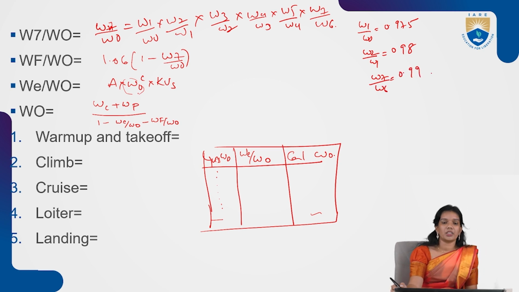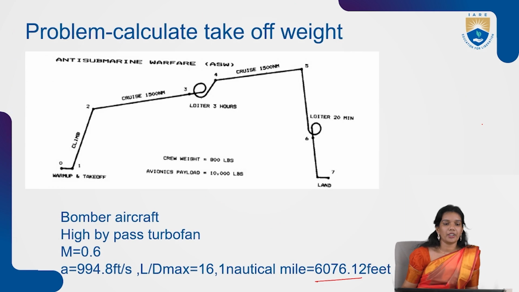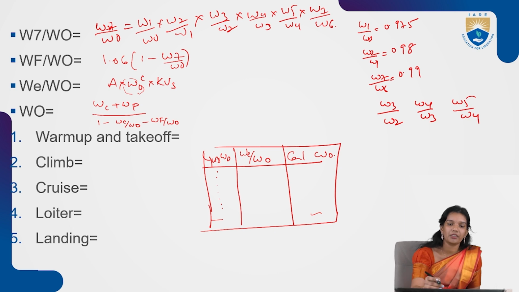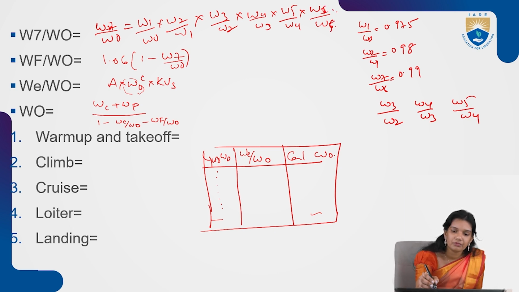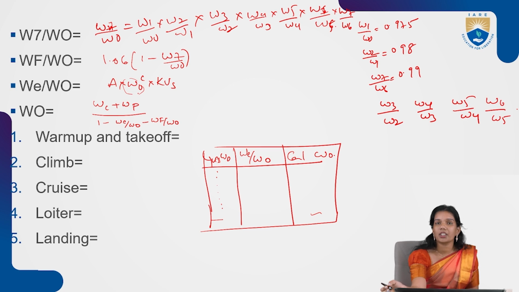Apart from these, what are we supposed to find out? I have to find W3 by W2, W4 by W3 and W5 by W4. 3 by 2 is my cruise segment, 4 by 3 is a loiter, 5 by 4 is again a cruise, and 6 by 5 is a loiter. Are we missing 6 by 5? Yes, this is my 6 by 5 here, and then we have 7 by 6. So we have 2 loiters and 2 cruise conditions to find out.